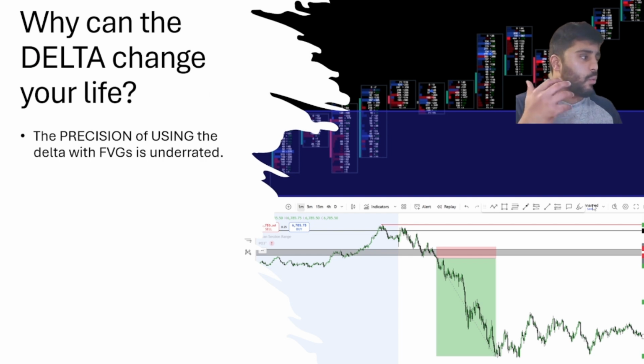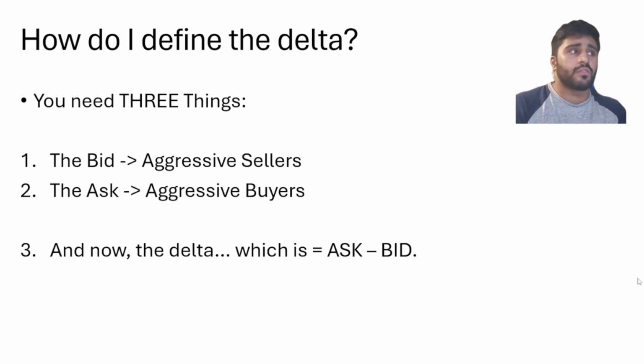Right? So why can the delta quite literally change your life? The delta is basically the colors you see inside of the candles. We define the delta as the ask minus the bid. If we look carefully in these candles, what you can see is blue and red. Now, all you need to do is read the delta inside fair value gaps to catch bullish trades and to catch bearish trades. And this is what we're going to go over in this video.